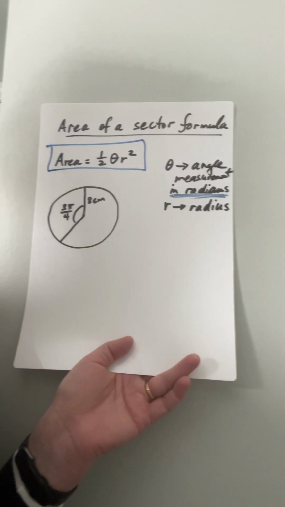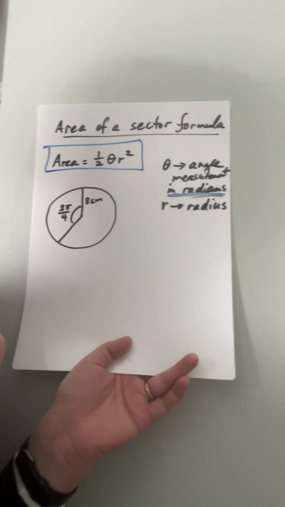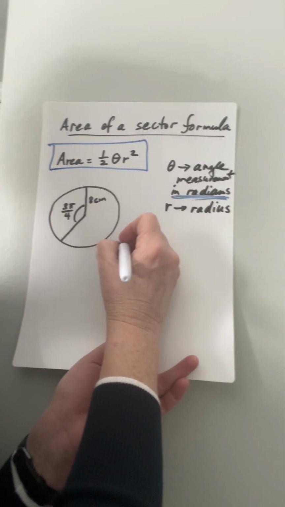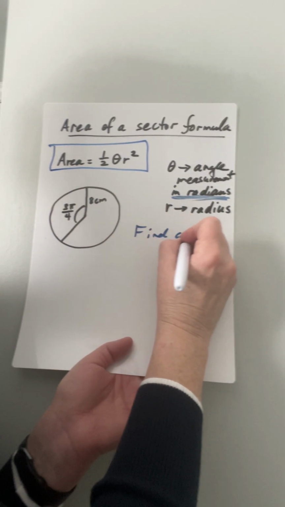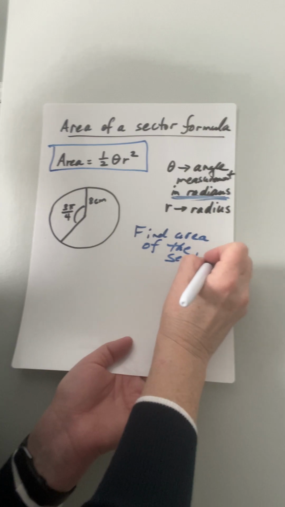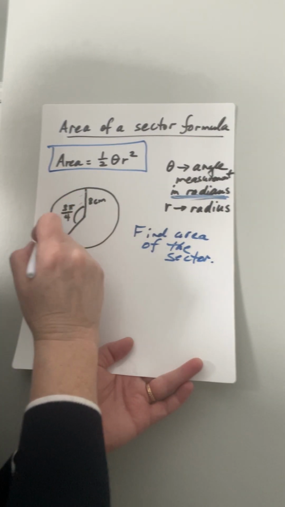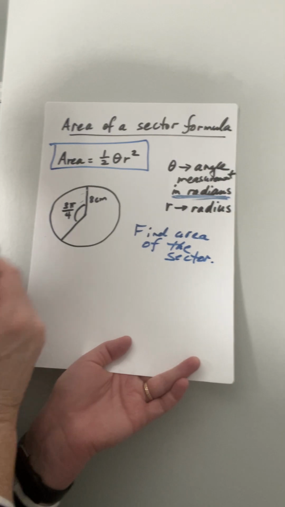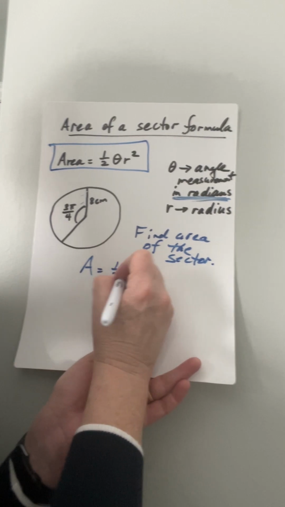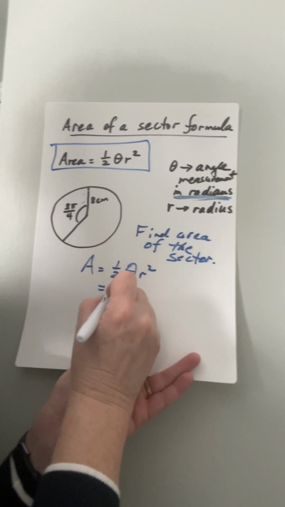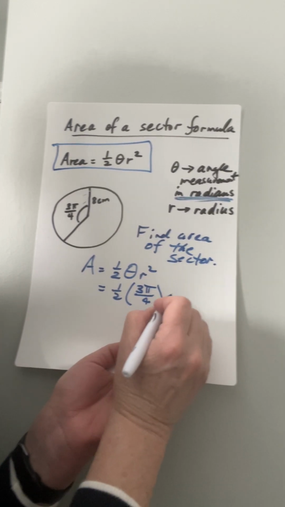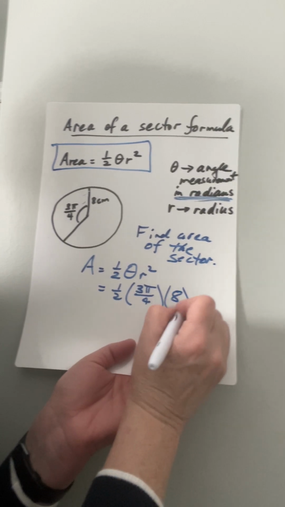All right, so find the area of this exact same diagram that we had in the last example. Find the area of the sector. And it's referring to this sector, the minor sector, because it didn't state otherwise, and the angle is there. All right, so area equals 1/2 theta r squared. Fill in what we know. 1/2 multiplied by theta, which must be in radians, 3 pi over 4, multiplied by radius squared.